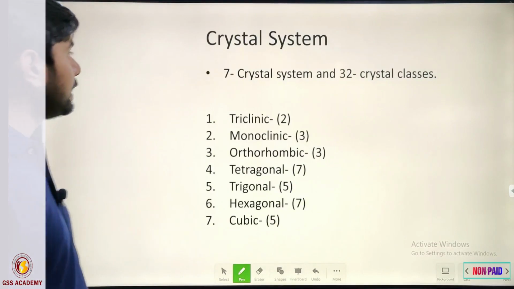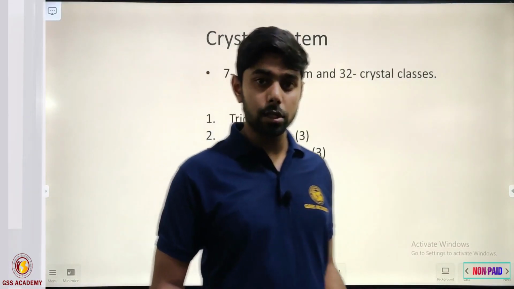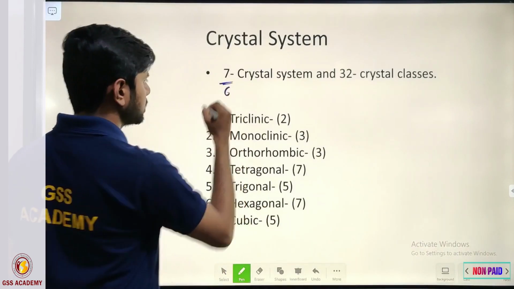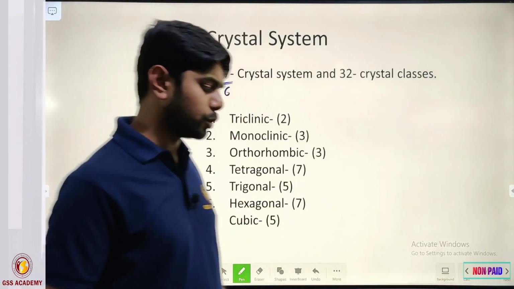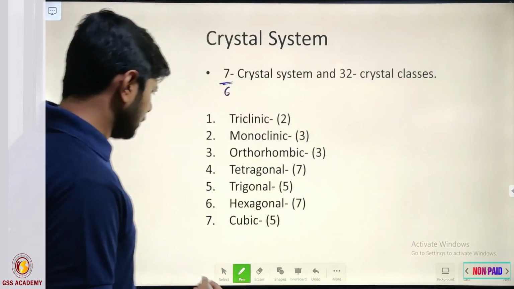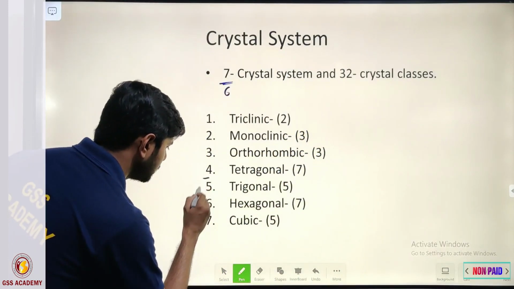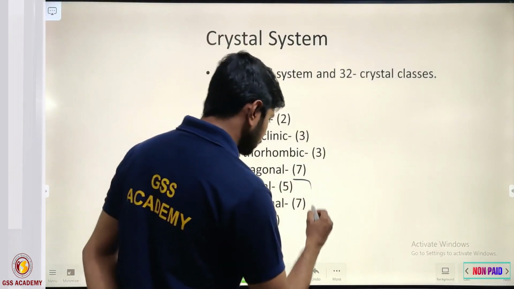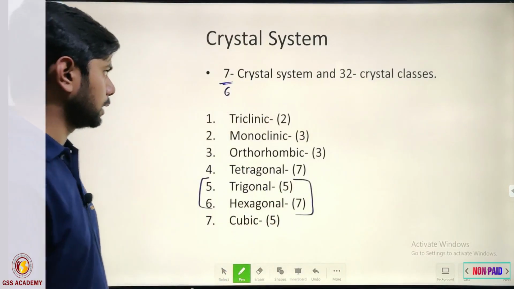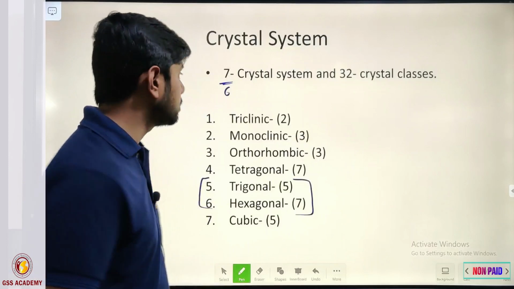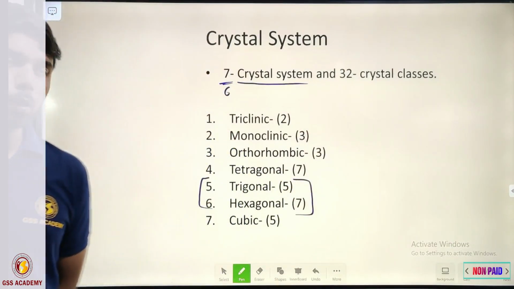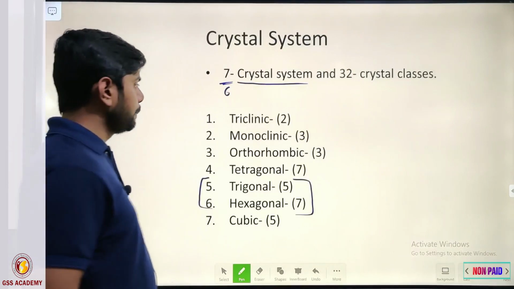Basically we have a total of 7 crystal systems. Somewhere you will see 6 crystal systems, and in some textbooks you will see 7. Basically some consider these two classes as a single class. I am writing these two as two different systems. So there are a total of 7 crystal systems which are divided into 32 different classes.